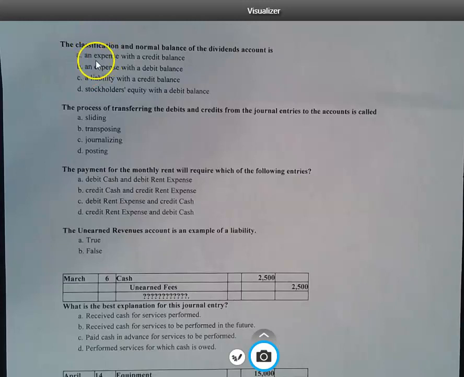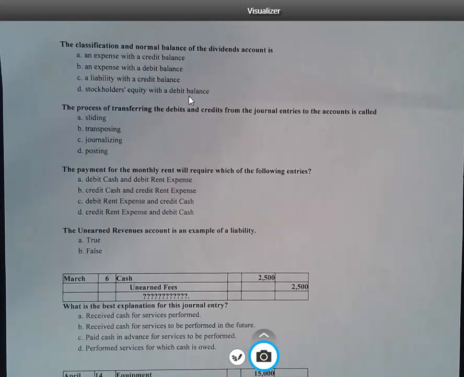Well, if that's true up here, then B is automatically wrong, at least the expense part. It does have a debit balance. Dividends are not a liability, and they do not have a credit balance. So A, B, and C are all wrong. Let's look at D. It says stockholders' equity with a debit balance, and this is absolutely the truth.